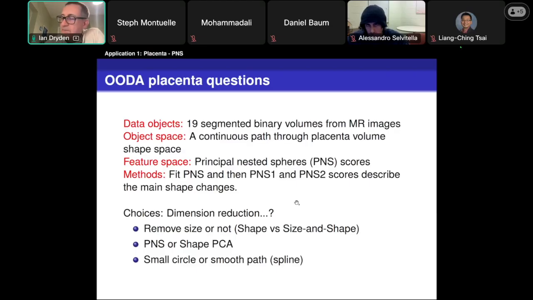We have lots of choices when we come to dimension reduction. We can decide whether to remove size or not. We can consider principal nested spheres, or maybe just linear methods like PCA. We can have different types of PNS, which I'll tell you about in a minute, either great or small circles, or we could use something like a spline through space to describe what's going on.